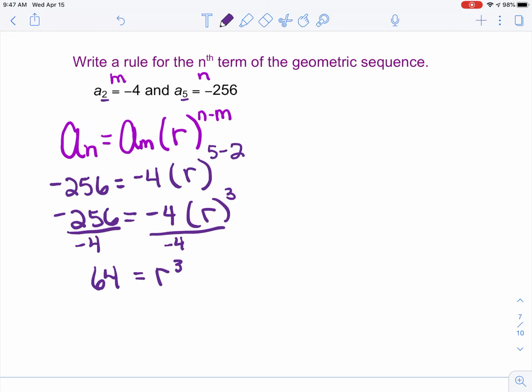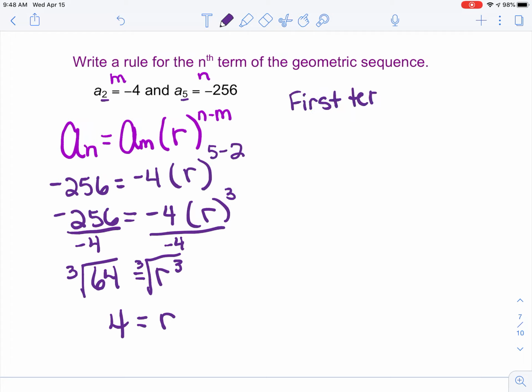How do I get rid of the exponent of 3? Well, I take the cube root of each side, and r turns out to be 4. So now I can put it in, and I'm going to have to find my first term also.